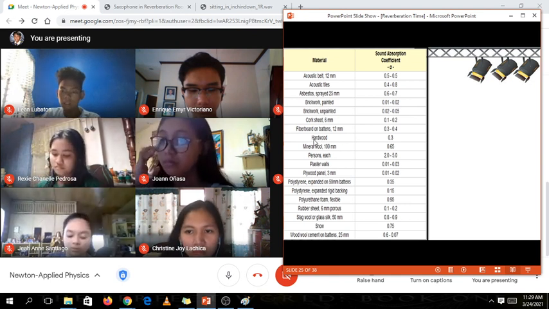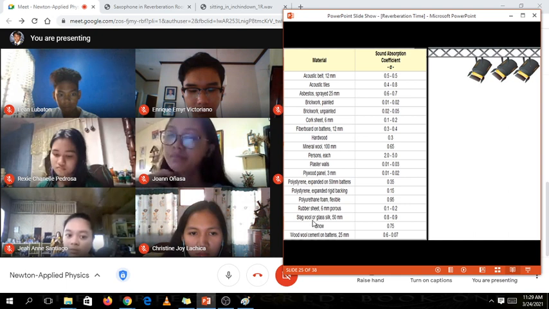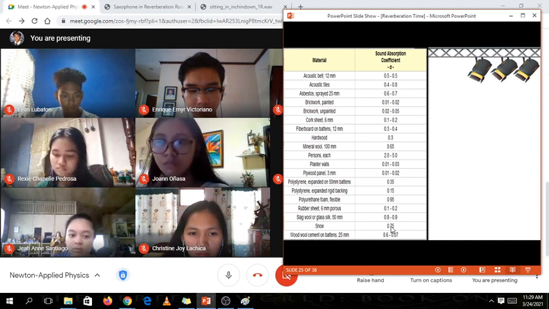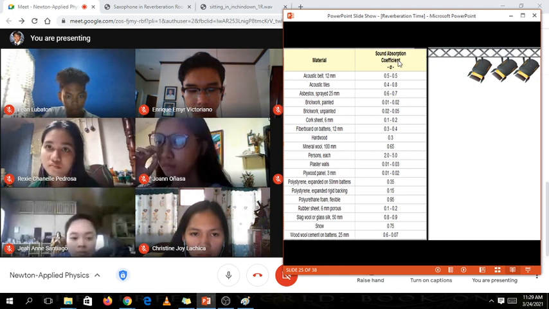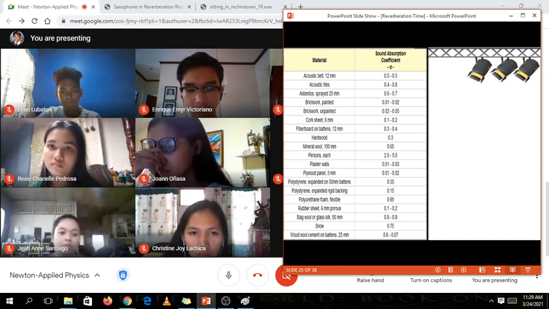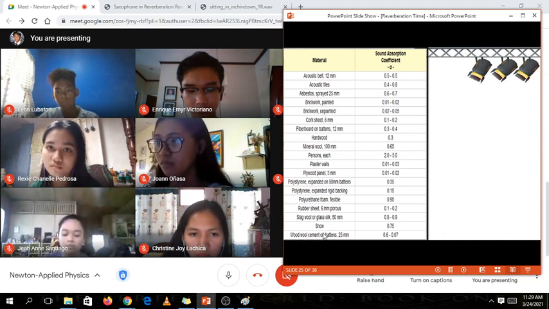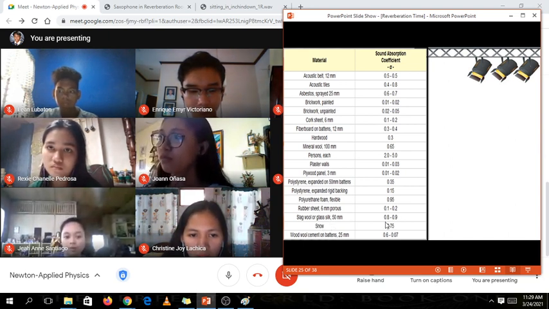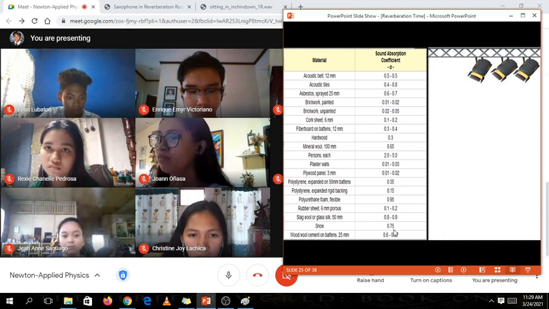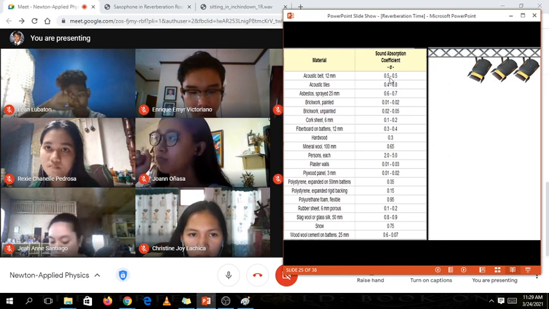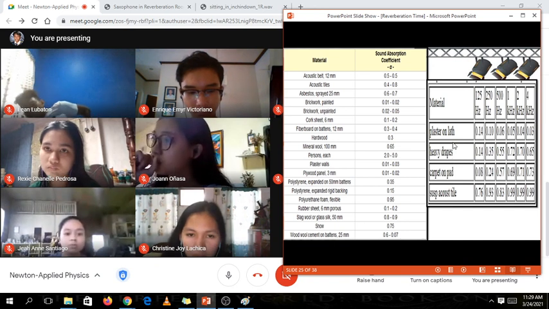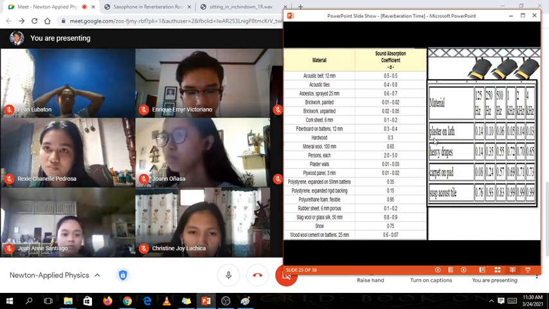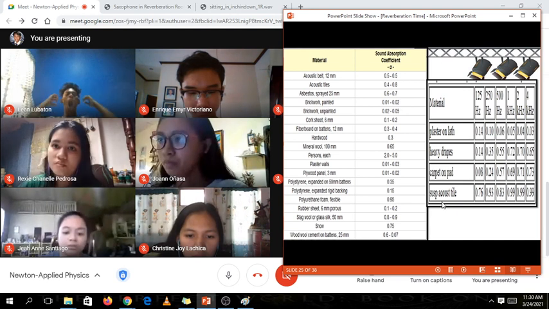The quality of sound is different if it is made of hardwood, and different if it is made of snow. Correct? Snow has almost 0.75 sound absorption coefficient. Meaning, the sound does not bounce back when it hits snow. Correct? Because its absorption coefficient is high, around 75%. With acoustic tile, of course, there is bouncing back; its sound absorption coefficient is only small. Okay? For example, you have your common materials: plaster on lath, heavy drapes, carpet on pad, acoustic tile.